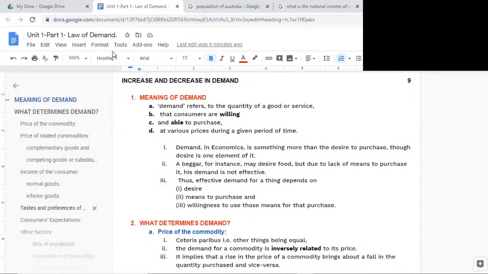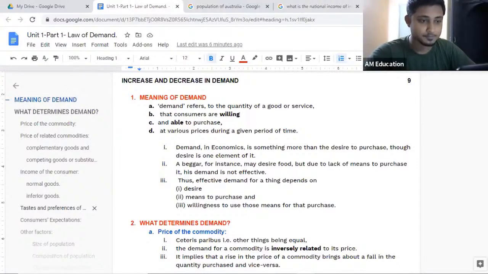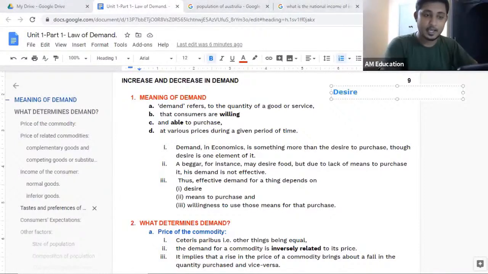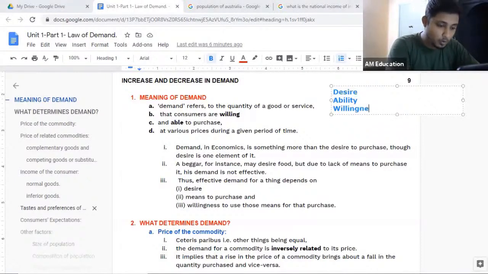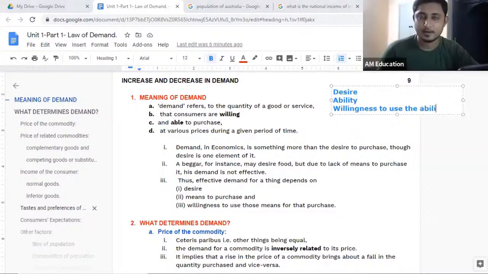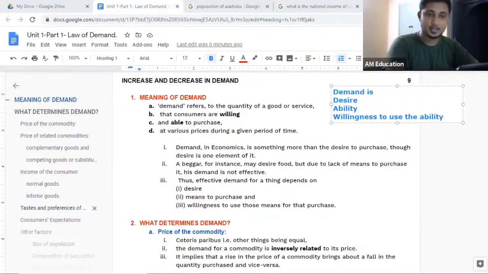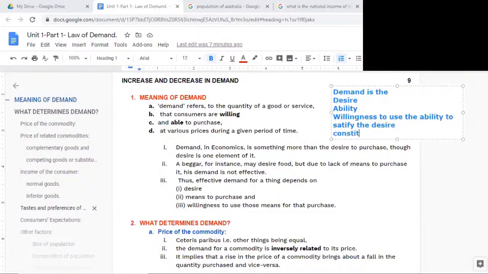So there should be a desire, there should be the ability and willingness. Let's write down these three things. You also note it down. There should be desire, that I want that thing. There should be ability, which means the means to buy that thing. And there should be willingness to use the ability. Correct?